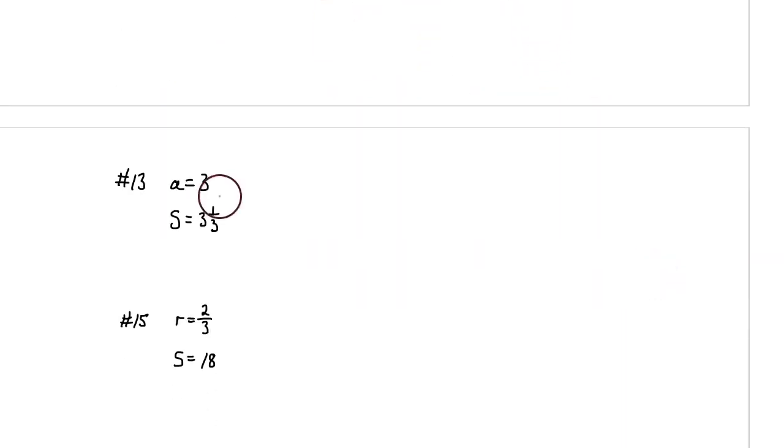Number 13. This time it says, write the first 3 terms of a geometric progression. So the first term is 3. What are the next 2? And what we have to work with is the sum of the infinite series. So let's use our formula for sum and make the substitution for S and for lowercase a. By solving this out, we can discover what r is equal to.